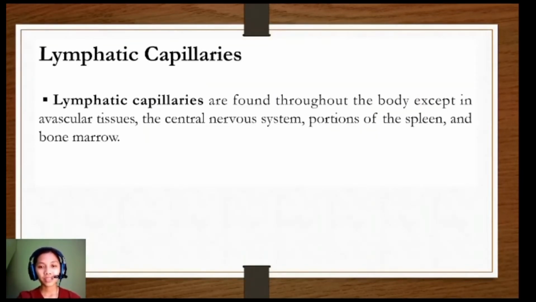Lymphatic capillaries. So lymphatic capillaries are found between cells and are in the tissues of every organ except in the avascular tissues, central nervous system, portions of the spleen, and bone marrow. When we say avascular tissues, it is tissues without blood vessels. And the central nervous system is your brain and your spinal cord, and some of the portions of the spleen and also the bone marrow.